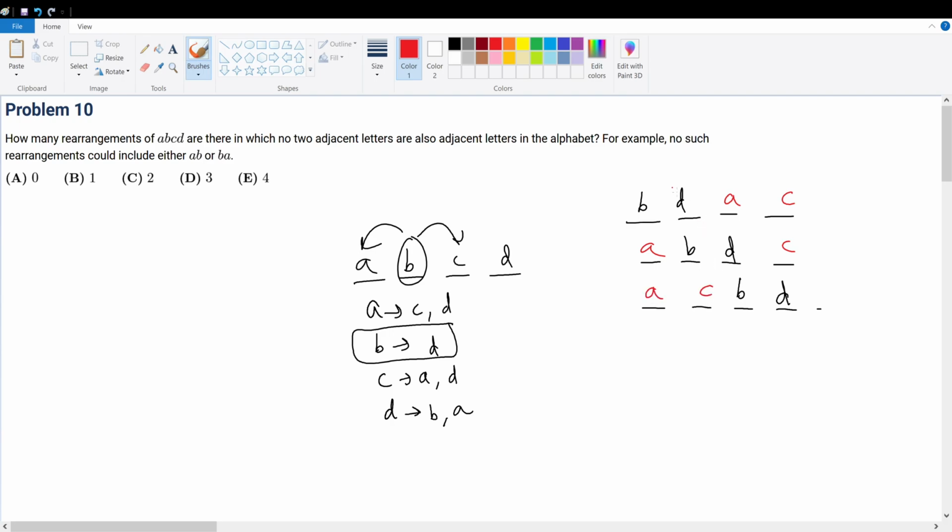Now let's consider the cases. B is not next to A or C. That's good. D is not next to C, which is good. A is not next to B. C is not next to B or D. So boom, we have a bingo case.